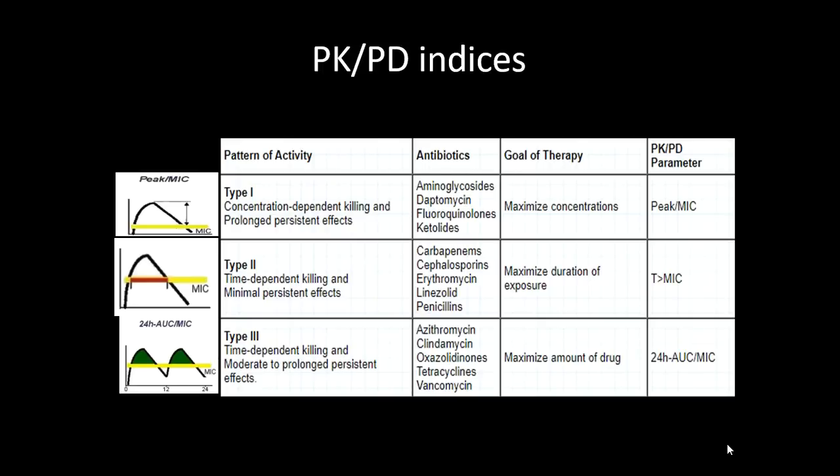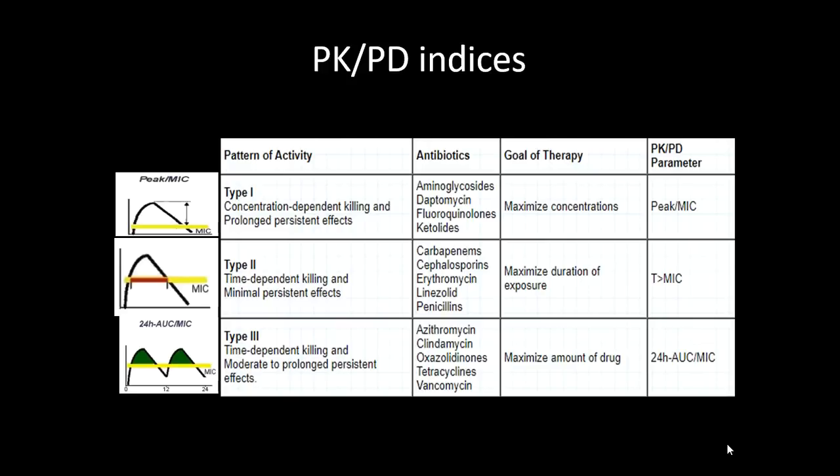Regarding pharmacokinetic and pharmacodynamic indices, as you can see, certain antibiotics base their effectivity on the concentration they reach, that is the peak concentration they achieve. That is concentration-based killing, that is type 1, and type 2 is time-dependent killing. So the amount of time that the organism is exposed to that particular antibiotic above the effective MIC will give us better results. So these are time-dependent killing, which has minimum persisting effect.